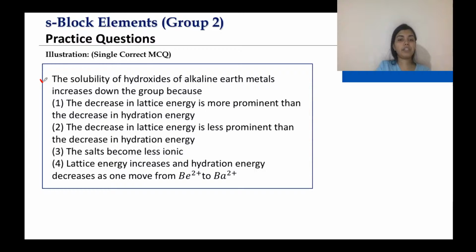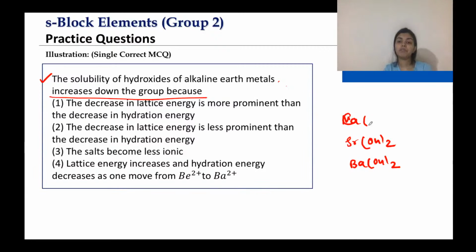Now, next question is, the solubility of hydroxides of alkaline earth metals increases down the group. Why? Solubility of hydroxides of alkaline earth metals. That means that barium hydroxide is much more soluble, then strontium is less soluble, then let us say calcium is less soluble, then magnesium least soluble. Why?